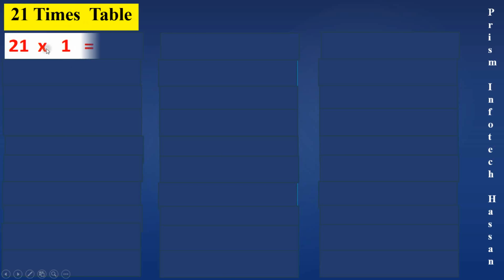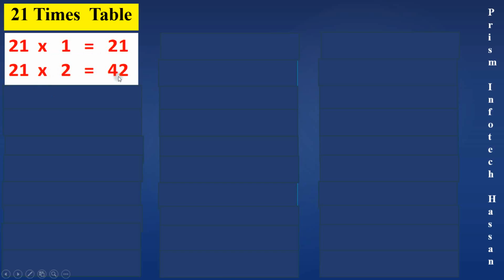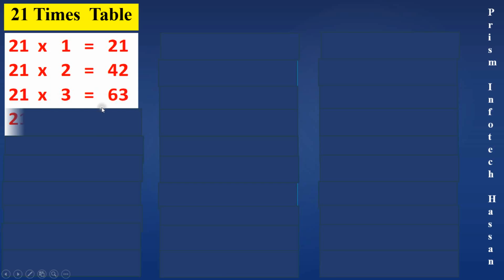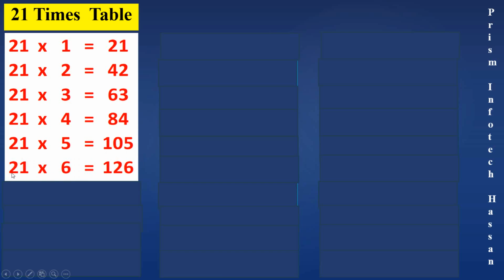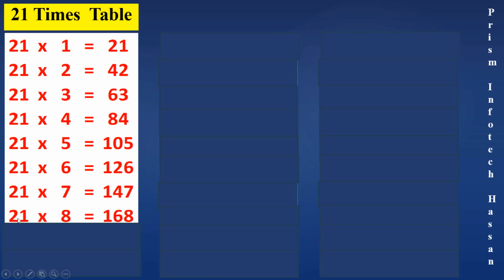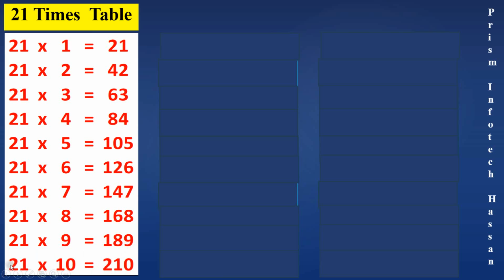21 times table. 21 times 1 is 21. 21 times 2s are 42. 21 times 3s are 63. 21 times 4s are 84. 21 times 5s are 105. 21 times 6 are 126. 21 times 7s are 147. 21 times 8s are 168. 21 times 9s are 189. 21 times 10s are 210.